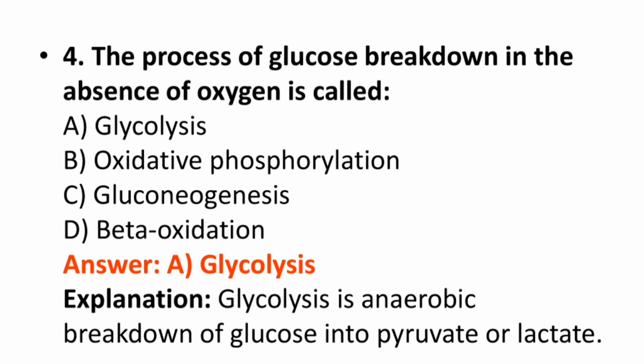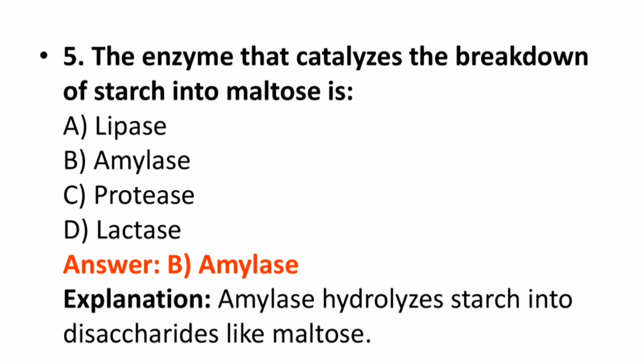The process of glucose breakdown in the absence of oxygen is called option A glycolysis, option B oxidative phosphorylation, option C gluconeogenesis, option D beta oxidation. The correct answer is option A glycolysis. Glycolysis is the anaerobic breakdown of glucose into pyruvate or lactate.